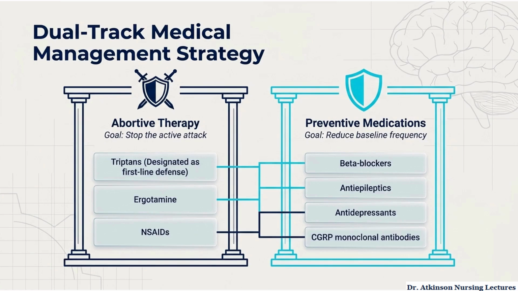Anti-epileptics and certain antidepressants are also used because of how they stabilize neurologic pathways involved in migraine activity. And then we have newer therapies, like CGRP monoclonal antibodies, which specifically target migraine-related inflammatory pathways. One important thing to remember is that migraine management is highly individualized. Some patients respond beautifully to one therapy, while another patient may need several adjustments before finding the right combination.